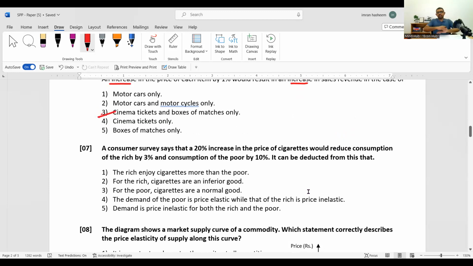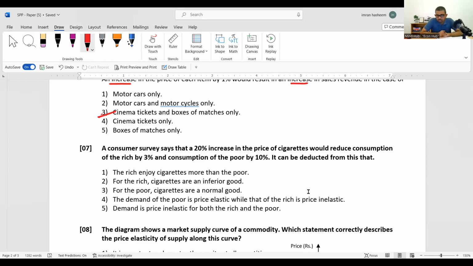Question 7. A consumer survey says that a 20% increase in the price of cigarettes would reduce consumption of cigarettes by the rich 3%, only 3%. So the rich have an inelastic demand for cigarettes. Why? Percentage change in quantity demanded is 3%. Percentage change in price is 20%. So inelastic. The rich have an inelastic demand.